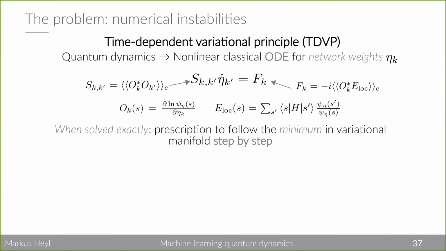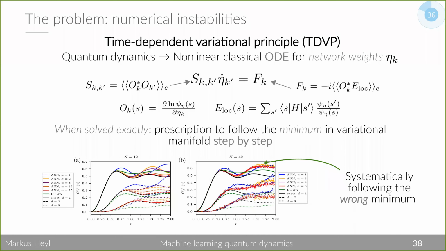What is important to realize is what this time-dependent variational principle is always giving you. It's not so much machine learning as you would expect, where you have some complex manifold of network weights and you're trying to do an optimization to find a global optimum. What the TDVP tells you is, suppose at some point in time you are at the global minimum of your variational manifold, how you can follow that global minimum step by step, from one step to the next, when you solve it exactly.